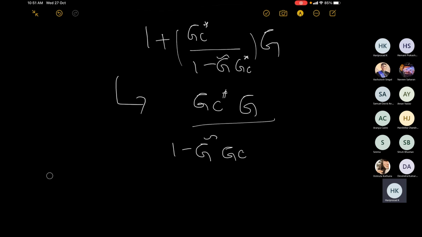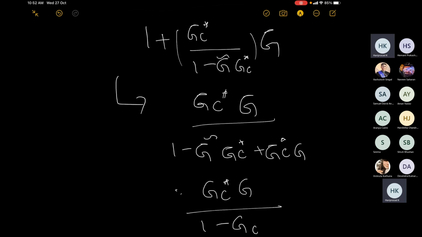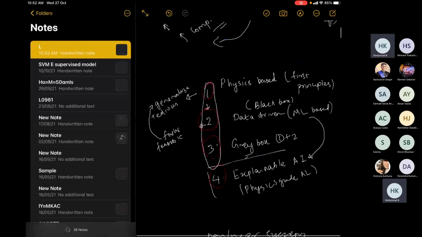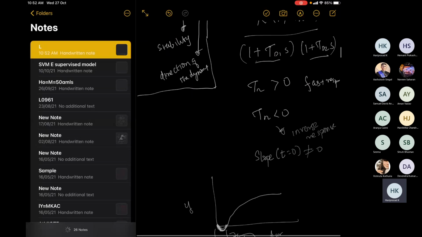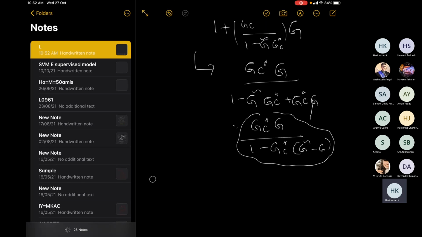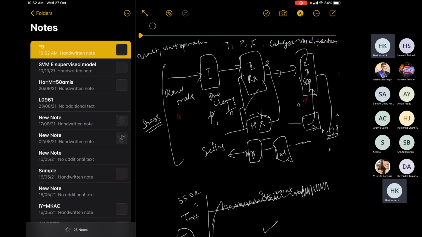It would be 1 minus G tilde GC star plus GC star into G, which essentially means that GC star into G by 1 minus, you take GC star out, it would be G tilde minus G. So this is the overall transfer function. Here it is your Y, this is YSP.